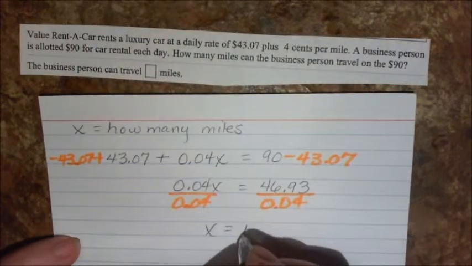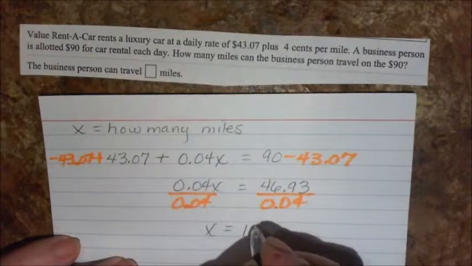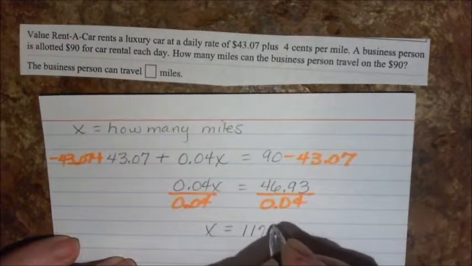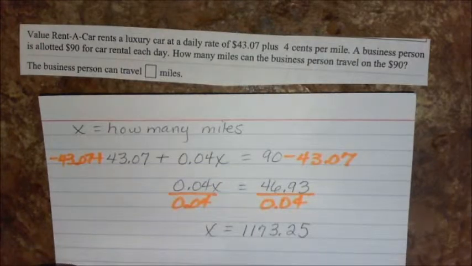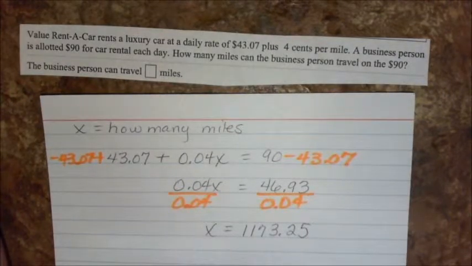And we get 1,173.25 miles. And if we're told to round to the nearest mile, I guess we would round down, because if we rounded up, we would go over our budget of $90 per day. So we could just leave it at that, 1,173.25 miles.